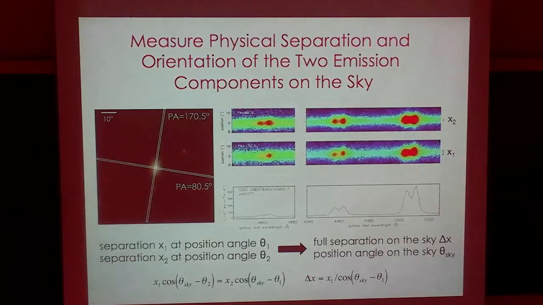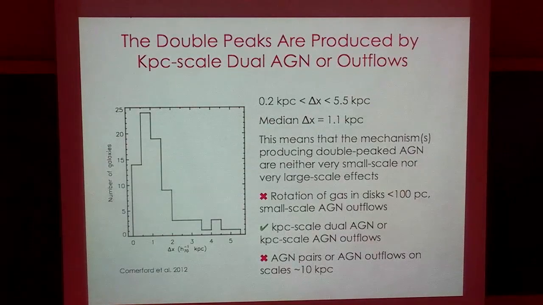So we've done this for the sample of double-peaked AGN in Sloan, and this is the result. This is a histogram of the spatial separations of the two emission components on the sky for the double-peaked AGN. So a 3 arc-second Sloan fiber at this redshift range could lead to physical separations up to 15 kiloparsecs. So it's striking that we don't see any separations that are larger than 5.5 kiloparsecs. So what that means is whatever's producing the double peaks is not a large 10 kiloparsec scale effect.